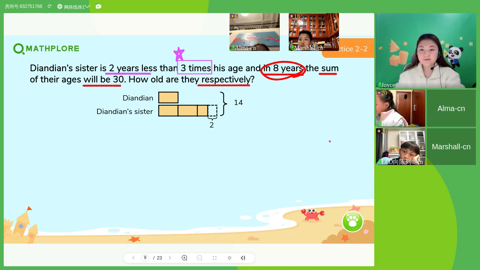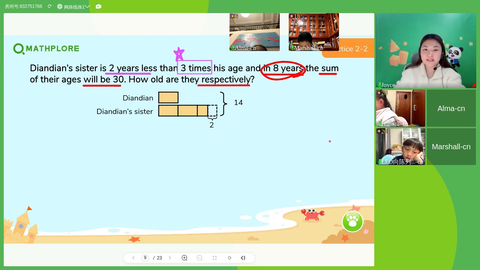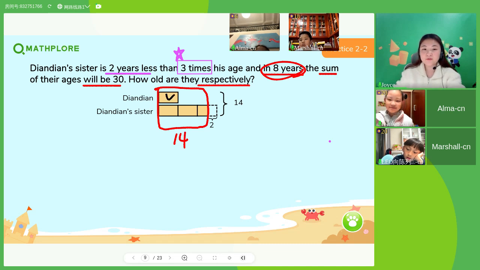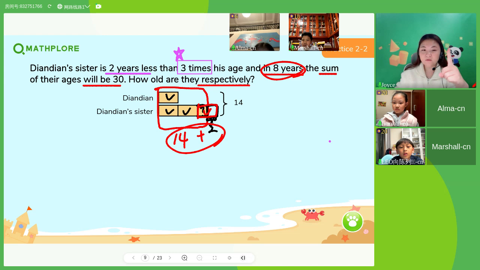Firstly, from the model we see the sum is this part, right? This part equals 14. Do you agree, Marshall and Elma? But the 14 just includes 1, 2, 3 equal parts and a very small part. We don't know what that is, but we can see this little part is 2. So if we add this tiny part with 2, we can make it a whole segment like the other ones. Do you agree? So step 1, we combine the 14 with the 2. Is that clear? So 14 plus 2 equals 16.